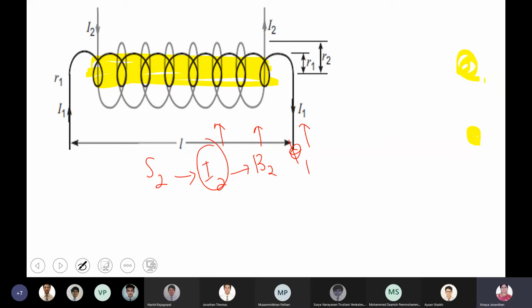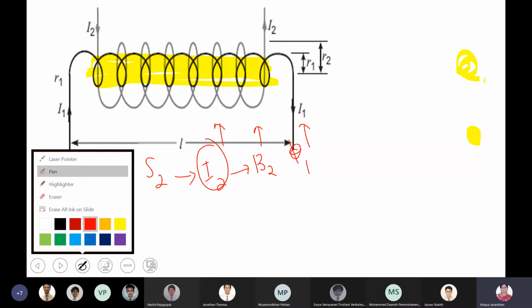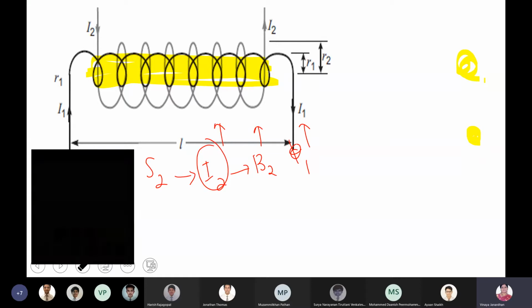So coil S2 is carrying a current, and a current-carrying S2 produces a magnetic field. If the current itself is varying, the magnetic field produced by S2 changes, which means the number of magnetic field lines passing through S1 changes, because both are wound one over the other. So the magnetic field produced by S2 will pass through S1. If the field itself is varying, the flux, the number of field lines passing through S1, will change. When the number of field lines through S1 changes, an EMF is induced in S1. So that's what we are going for.